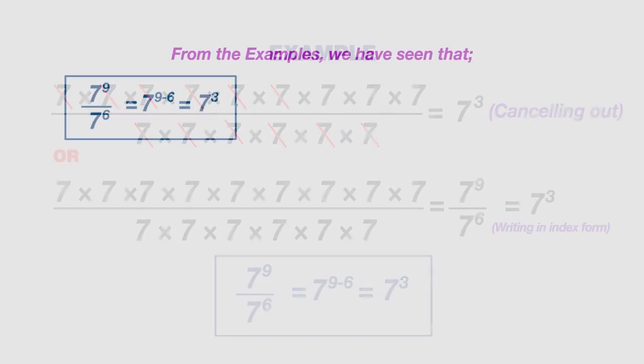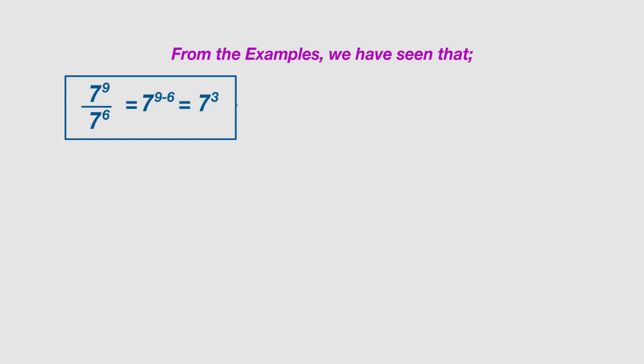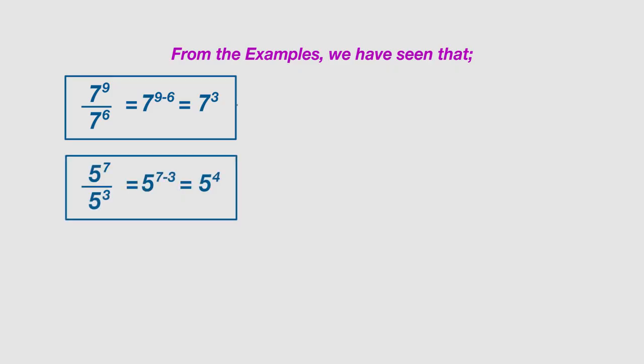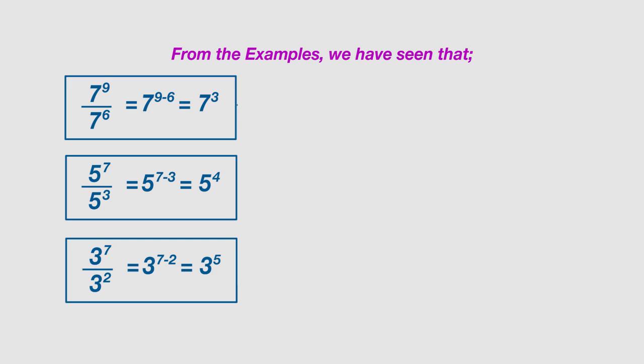From these examples, we have seen that 7 raised to the power 9 divided by 7 raised to the power 6 is the same as 7 raised to the power 9 minus 6, which is 7 raised to the power 3. Also, 5 raised to the power 7 divided by 5 raised to the power 3 is equal to 5 raised to the power 7 minus 3, and you get 5 raised to the power 4. Again, 3 raised to the power 7 divided by 3 raised to the power 2 gives us 3 raised to the power 7 minus 2, and our answer is 3 raised to the power 5.